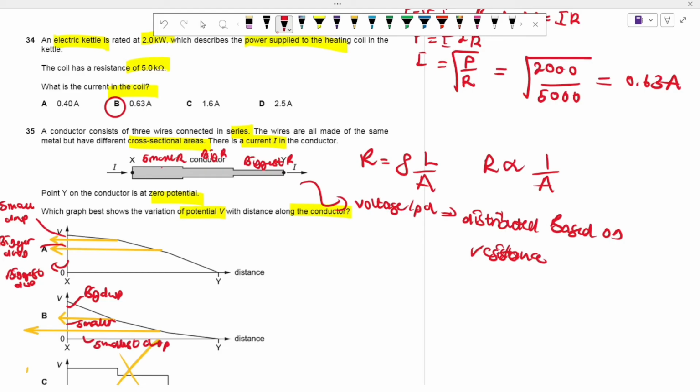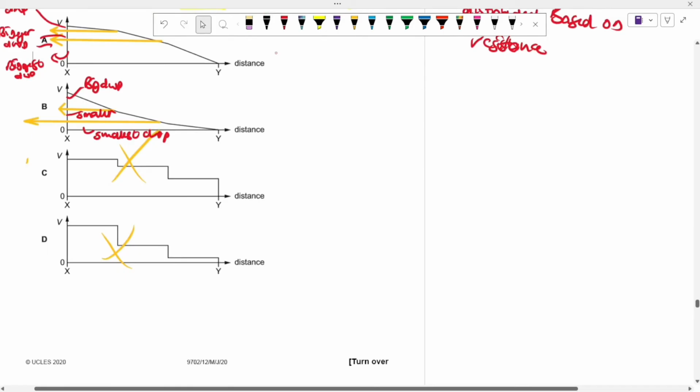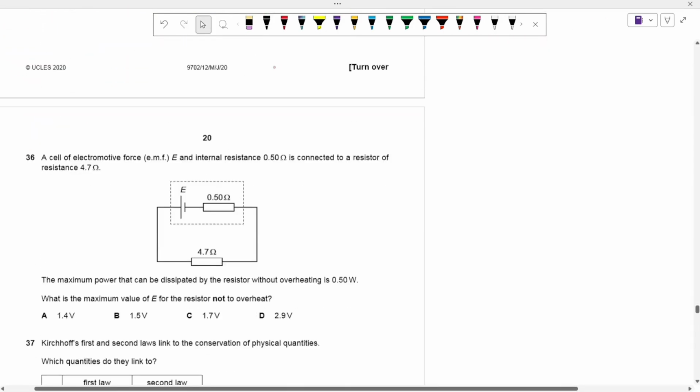Okay, and what I meant to say is that whenever we have a small resistance, we're going to have a small drop; the biggest resistance, the biggest drop. So the correct answer obviously has to be A, because B is the exact opposite. They can give you a similar question in your paper, just with flipped scenarios. You should just be able to apply this stuff.